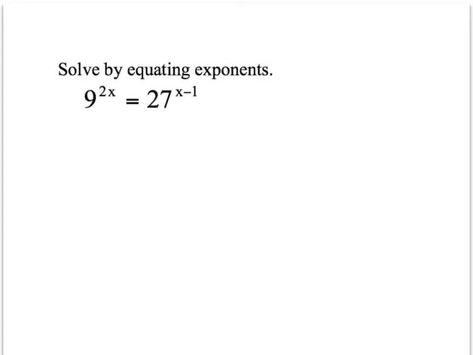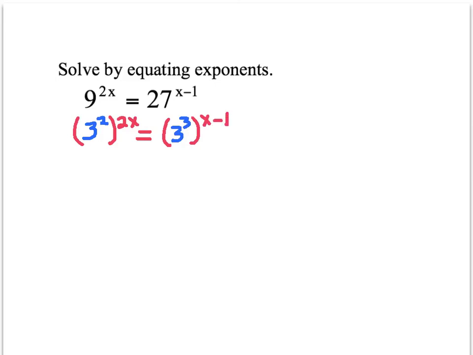In this first example, we're looking at 9 raised to the 2x power being equal to 27 raised to the x minus 1 power. And the very first thing that we notice is that the 9 and the 27 can both be written as powers of 3. And so I'm going to rewrite 9 as 3 to the second power, and then say that it's being raised to the 2x power. And on the other side of the equal sign, we'll say 27 can be called 3 to the third power, and we'll be raising that to the x minus 1 power.